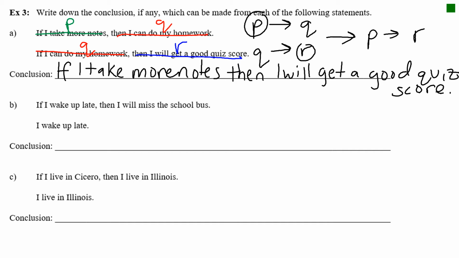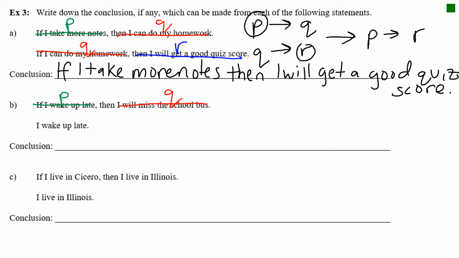Okay. Now moving on to B. B says, if I wake up late, then I will miss a school bus. That is a conditional statement. It's in the form if then. If I wake up late is my hypothesis P, what's going to happen is I'm going to miss a school bus. Okay. Now, notice in that first statement, I'm telling you what will happen. I'm predicting a future event. I'm telling you, if you tell me that you wake up late, then what's going to happen for sure is you're going to miss a school bus.